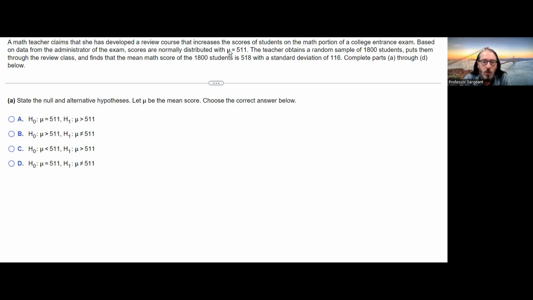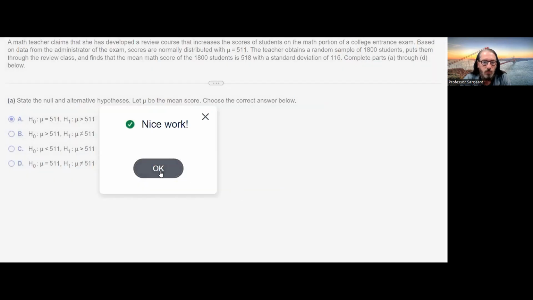Your null and alternative hypotheses always talk about mu. You always have equals in the null, so that narrows that down to choice A or choice D. Between those two, choice D would be a two-tailed test, claiming that it just makes a difference. It could make their scores lower. She was claiming that it would increase, improve, make greater than 511.